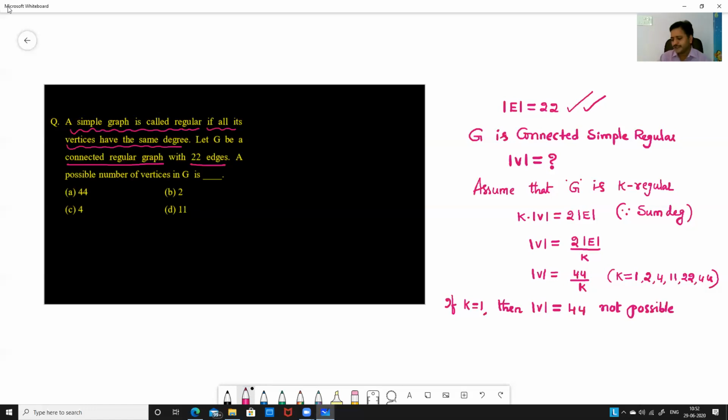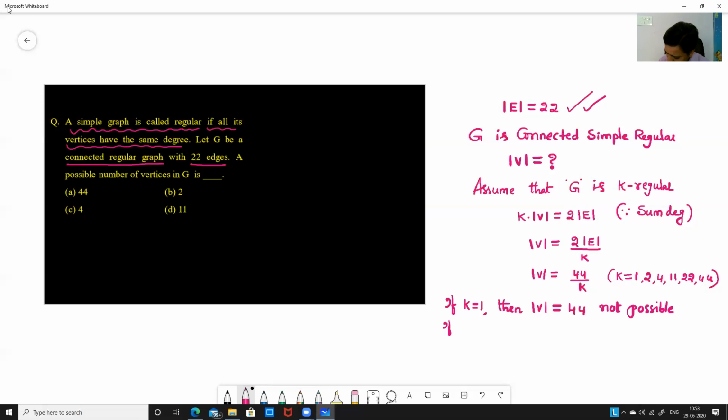I'm repeating this once again. Suppose the number of vertices equals 44, then what is the problem? In order to ensure that the graph is connected, the number of edges must be at least 44 minus 1, that equals 43. Clear? But here how many edges do we have? 22. Therefore, K equal to 1, V equal to 44 is not possible.